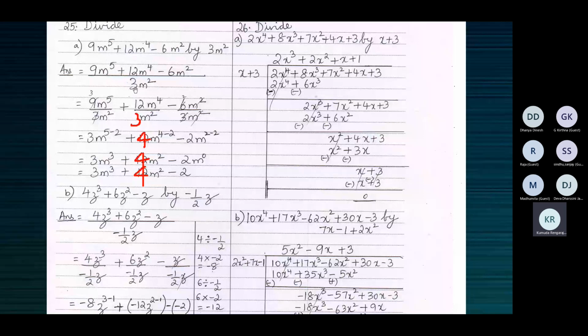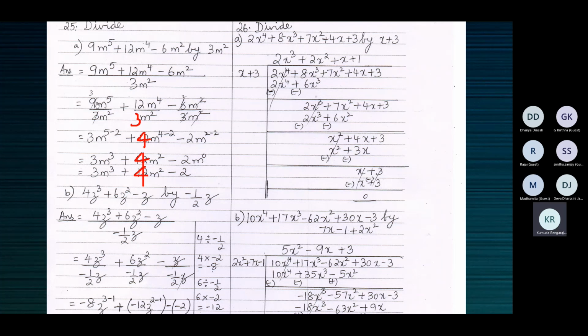So 9m to the power 5 by 3m square plus 12m to the power 4 by 3m square minus 6m square by 3m square. Children, is this step understood? Yes, ma'am. All of you? Okay, next.